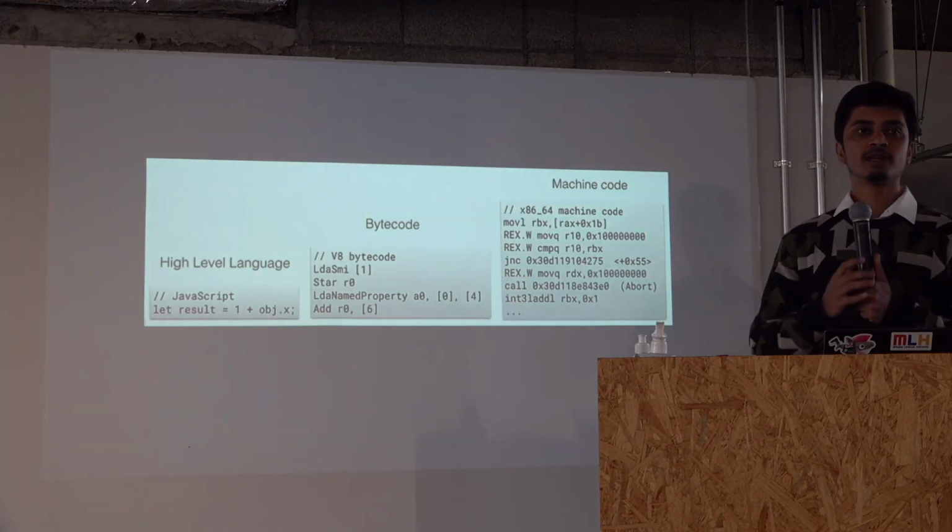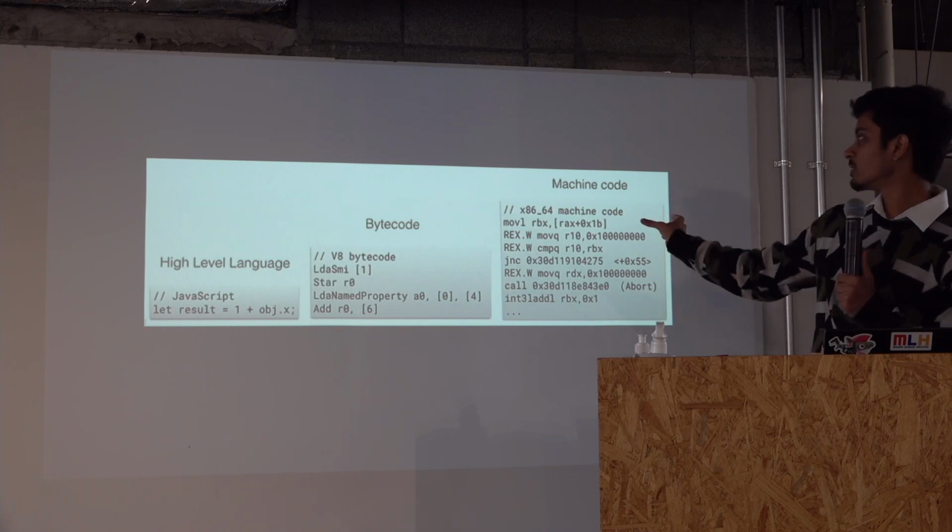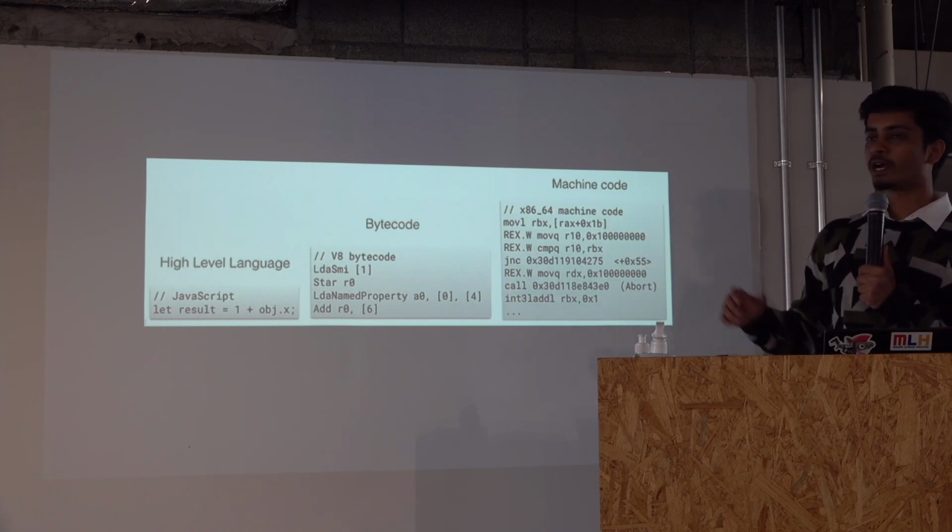Going next, this is a simple illustration of how your initial one-line high-level code could look in the machine code format through the bytecode stage.